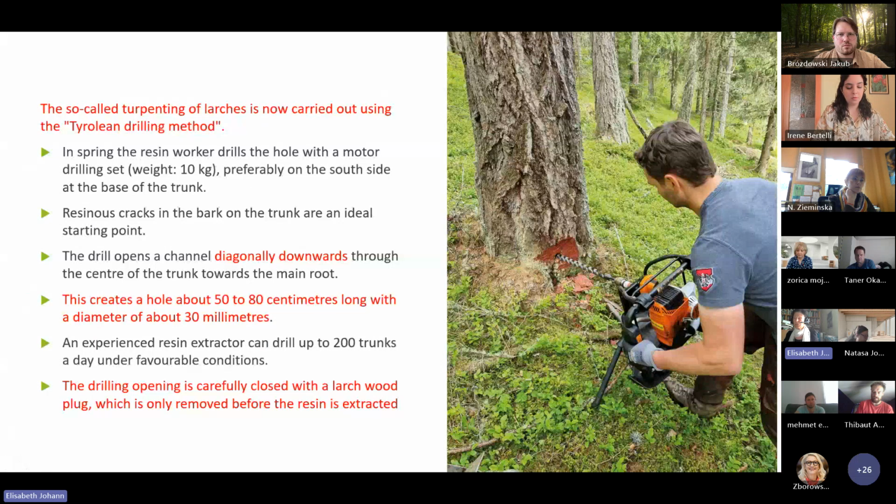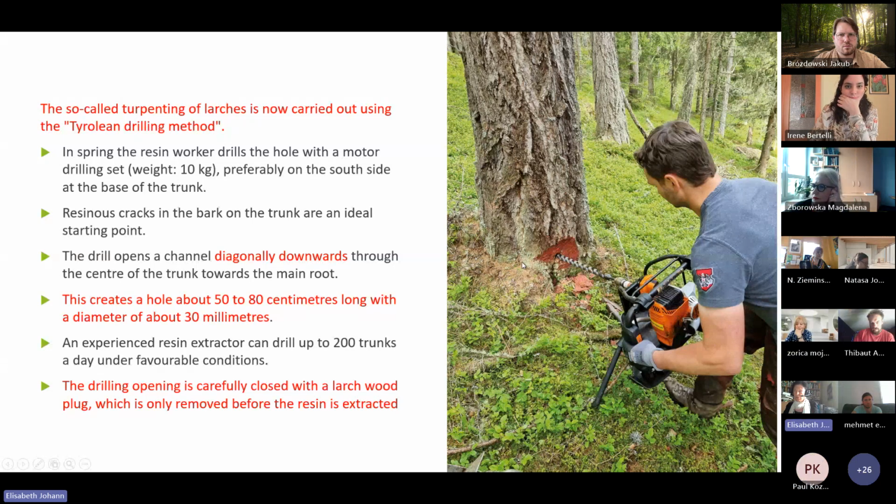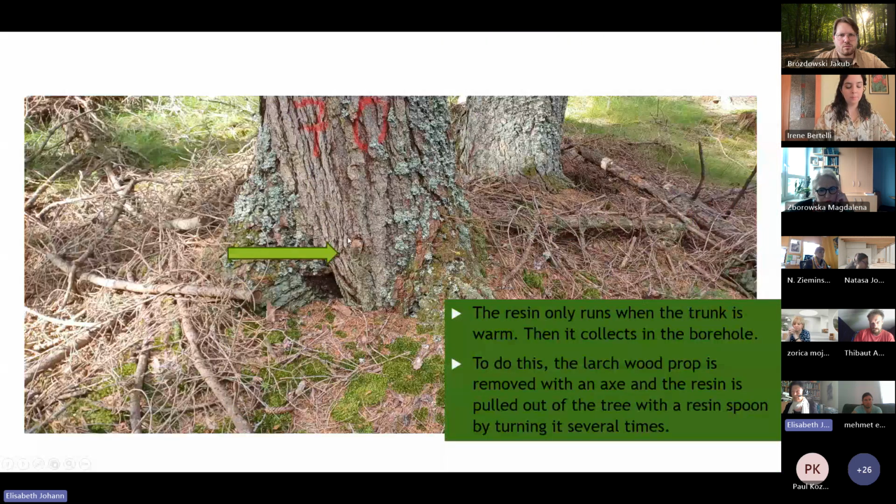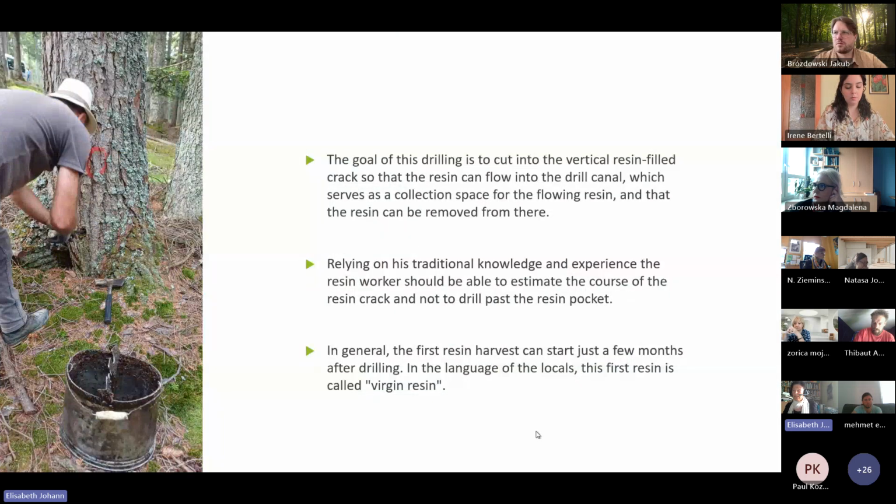I've brought you some pictures which I took recently just to show the method. Here you can see how the borehole is done diagonally upwards, and it's only just above the soil, above the ground. And the plug is only opened when you harvest the resin, and it's closed immediately, as you can see. In general, the first resin harvest can start just a few months after drilling.